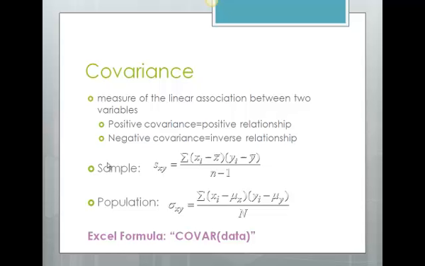We're going to be focusing on this sample formula, and here again, you will be responsible for being able to calculate this relationship by hand. So remember, it's the sum of your first set of observations, the observation minus the mean, times that corresponding observation minus its mean, and all of that divided by n minus 1.